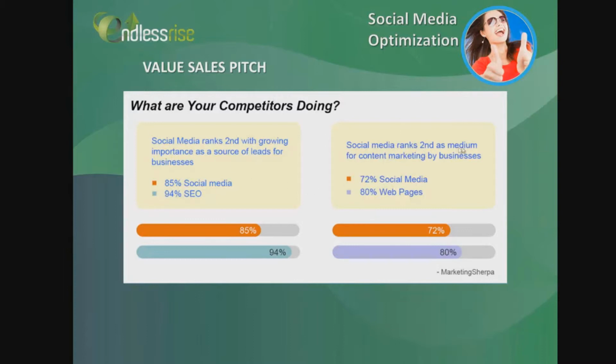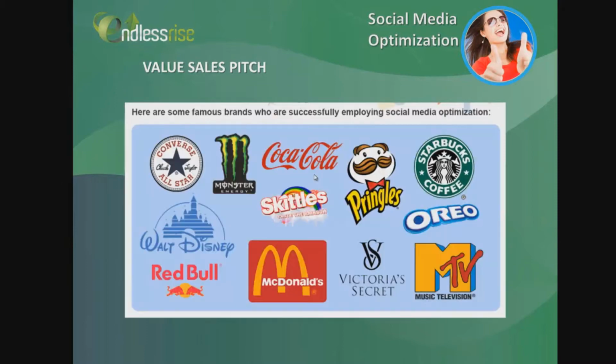Social media ranks second as a medium for content marketing by businesses as well. Based on this survey, which was done by Marketing Sherpa, people were placing 80% importance on their web pages and 72% on social media. More and more people are really getting into Facebook specifically. A lot of people have Facebook business pages, especially the really small businesses. Some of them don't even have a website, which personally I don't recommend at all. I think everyone should have a website, but it is a growing trend.